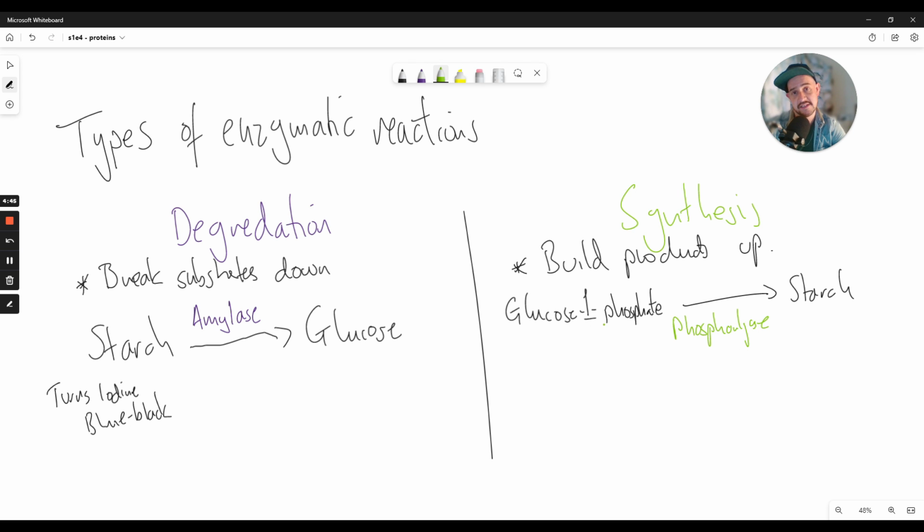So, types of enzymatic reactions then. Degradation reactions break things down. Synthesis reactions build things up. And we've got amylase and phosphorylase as our two examples. In our next section, we are going to look at the rate of enzymatic reactions and how different factors affect how fast these occur.